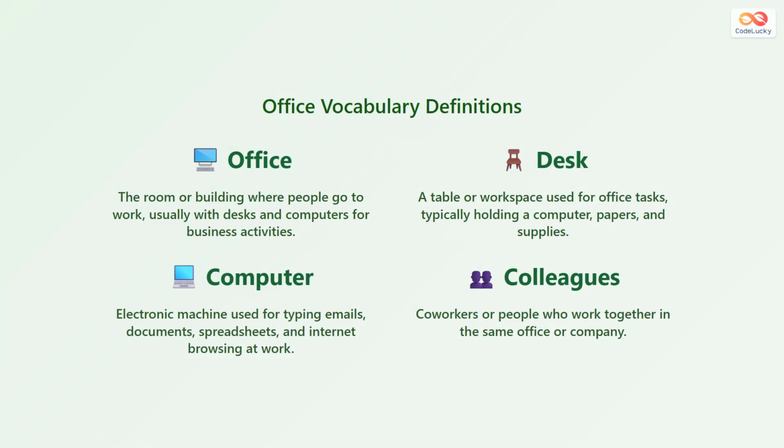The office is the room or building where people usually do their jobs, mainly at desks and with computers. A desk is a work surface to hold your computer, papers, and supplies. A computer is an electronic machine used to write emails, documents, and browse the internet. Colleagues are your coworkers, people who work together with you in the same place.